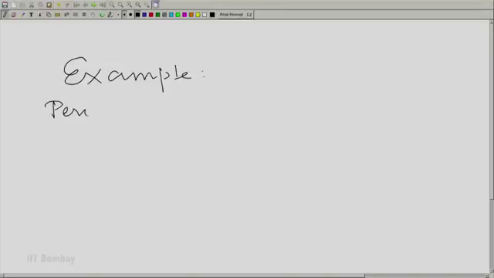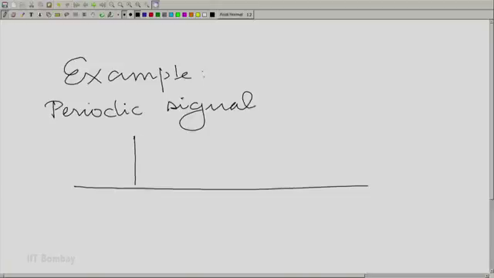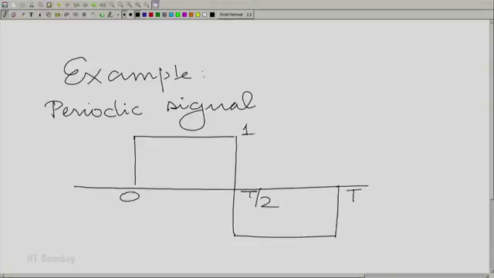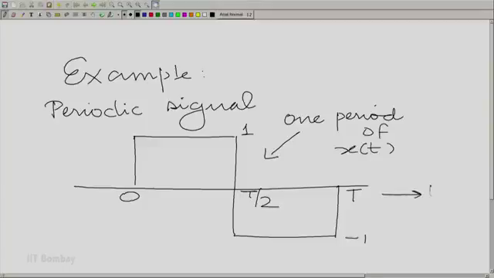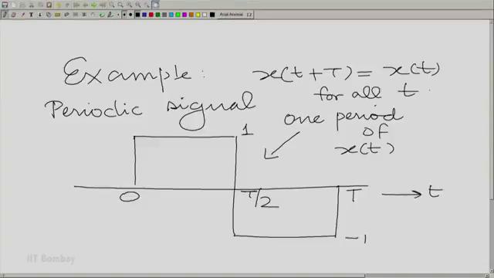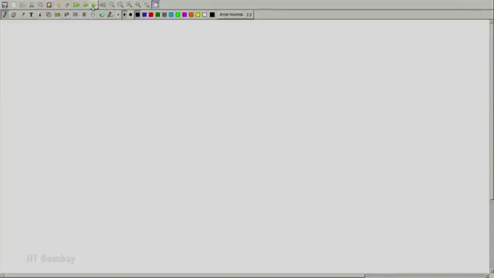We have a periodic signal x(t), a square wave. I'll show one period of the signal. The signal is 1 for the interval 0 to T/2 and -1 for the interval T/2 to T, and this is one period. And needless to say, x(t+T) is equal to x(t) for all t. So, it is periodic with period capital T.